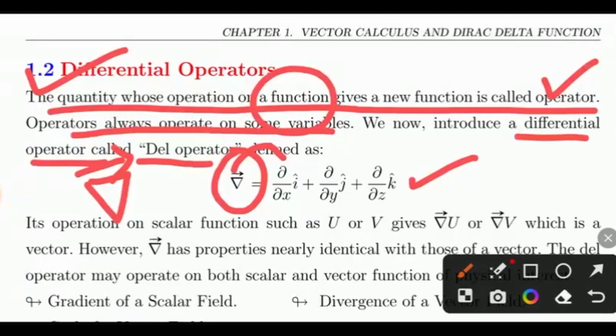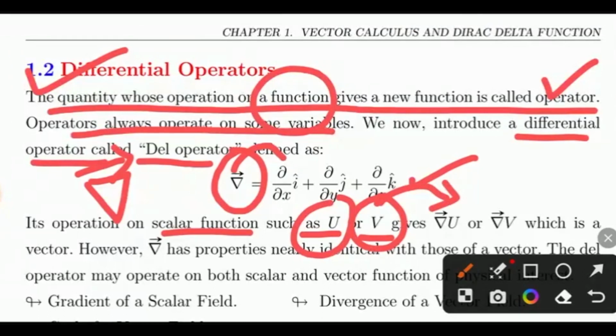Let us consider some scalar functions, say u and v. If we want to apply this del operator on these scalar functions u and v, it can be expressed as del of u and del of v. Now this del of u and del of v will become vector functions. This is an important thing: we choose a scalar function and apply the del operator on it, and the del operator transforms these scalar functions into a vector function.